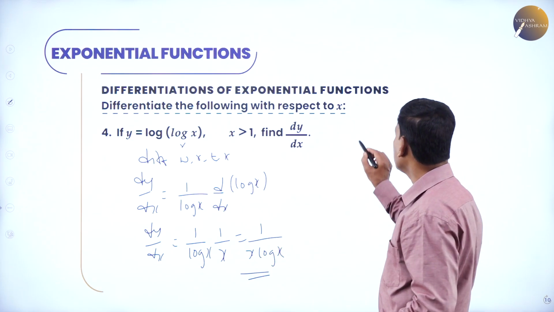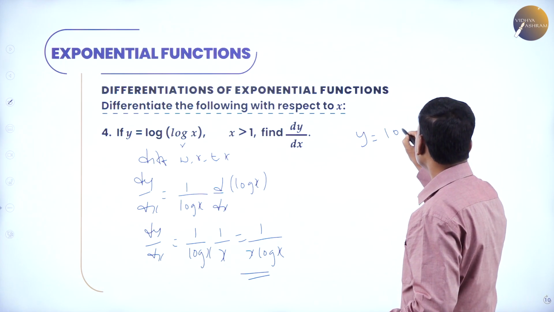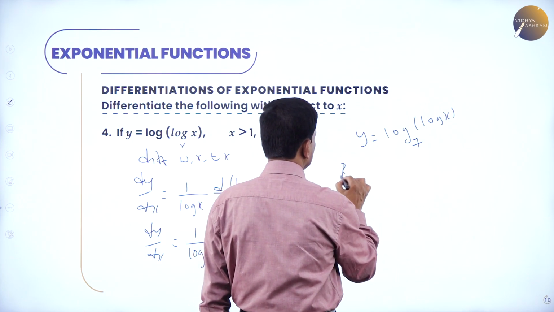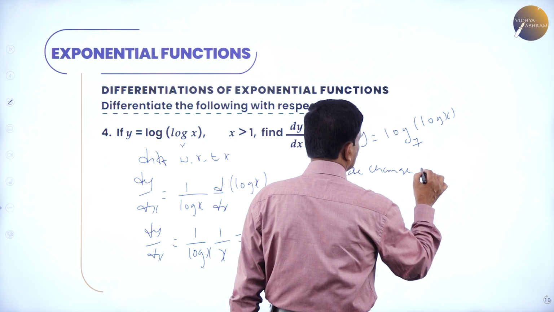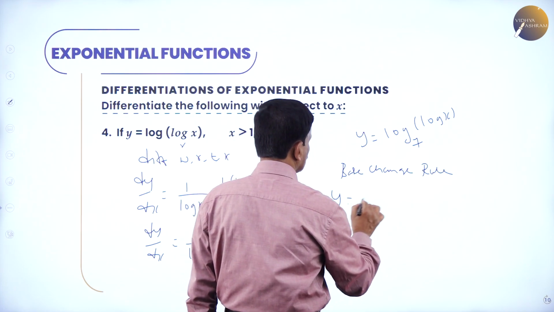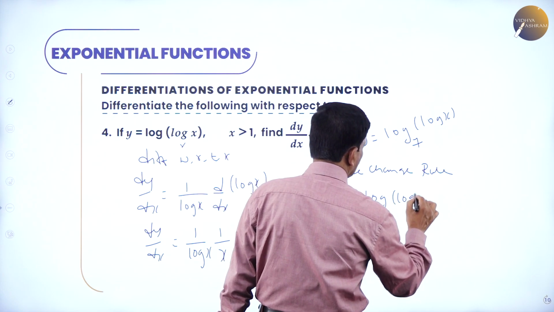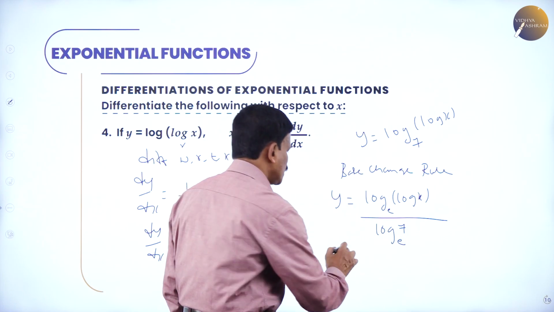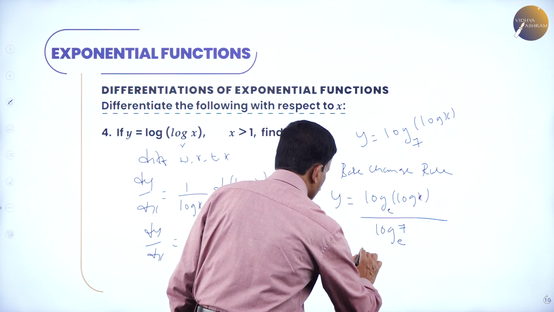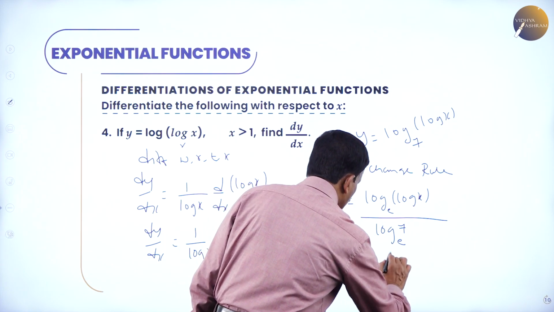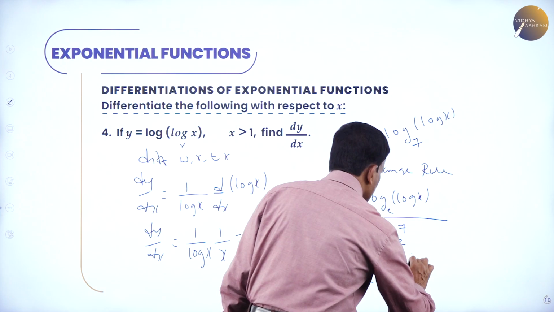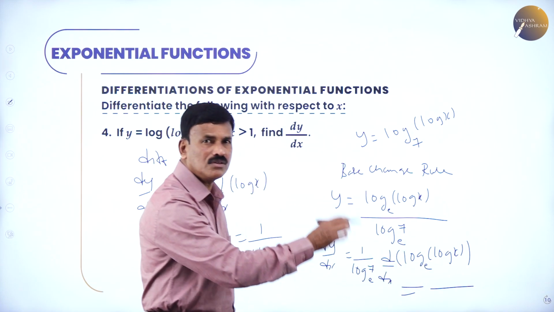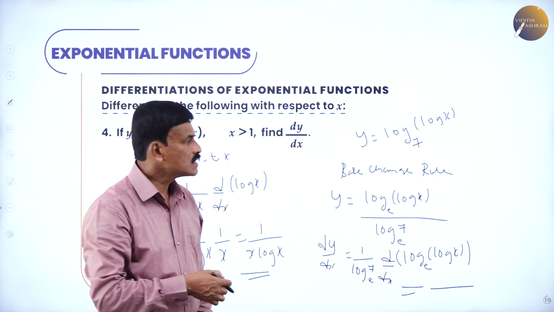Now there is one more problem like this. If y is equal to log of log x to base 7, then using the base change rule, this y can be written as log of log x to base c divided by log 7 to base c. So you can take log 7 to base c out, then dy by dx is equal to 1 over log 7 to base c into d by dx of log of log x to base c, and simplify, you will get the answer.